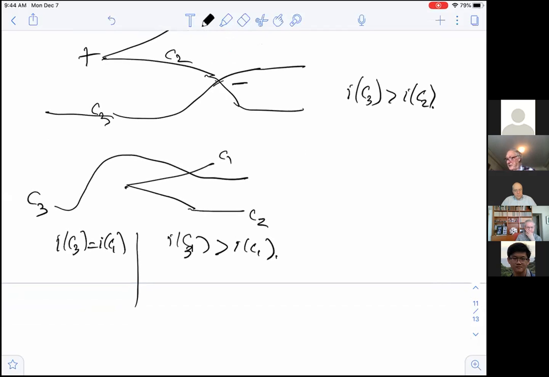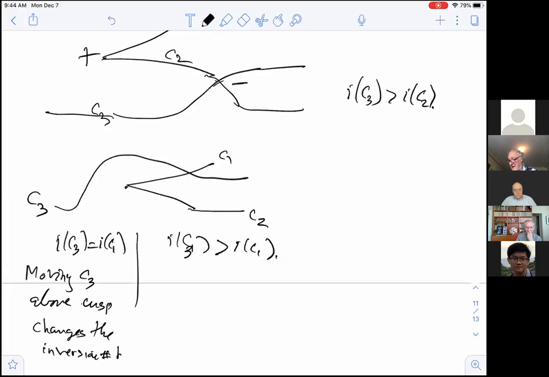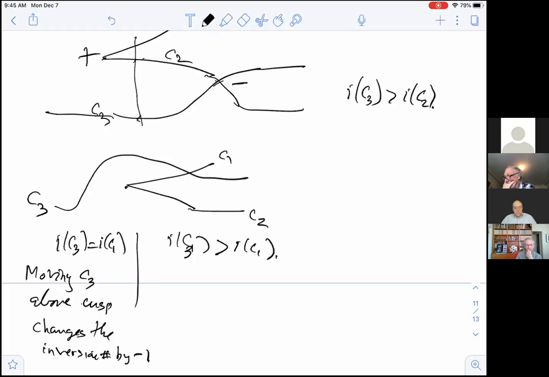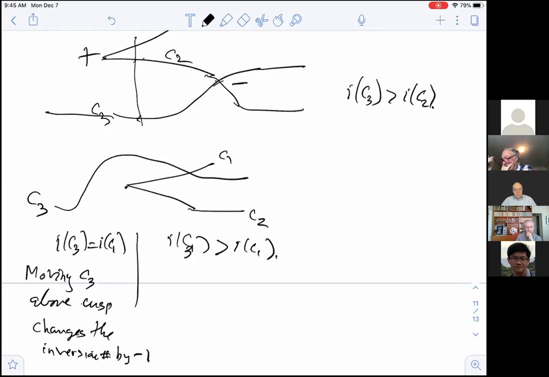In this case, moving C3 from below the critical point to above the cusp changes the inversion number by -1. It subtracts 1 from the inversion number, because before, I had C3 below C2. Now C3 is above C2, but, I get myself confused here. Right, C3 was bigger than C2. So when it was below, it causes an inversion, but when it's above, it makes no inversion with C2. And since it's equal to C1, you haven't changed the inversion number with C1.